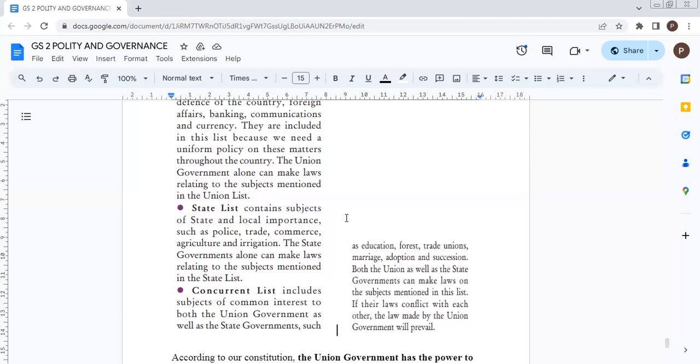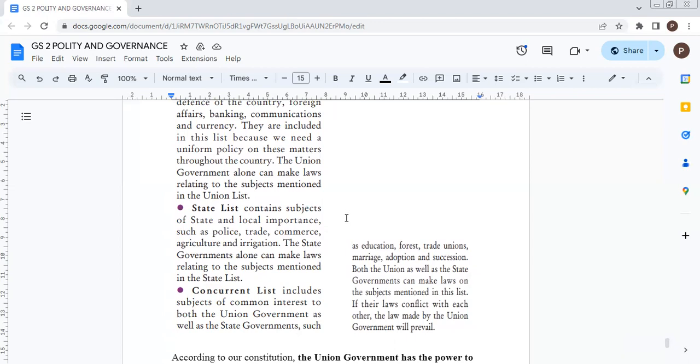For example, police, trade, commerce, agriculture, irrigation. State इनके ऊपर कानून बनाती है. And हमने देखा कि state list जो की दी हुई है, यहाँ पर भी हम बोल सकते हैं कि it is subjected to the law of the central government in case of 4 to 5 situations.